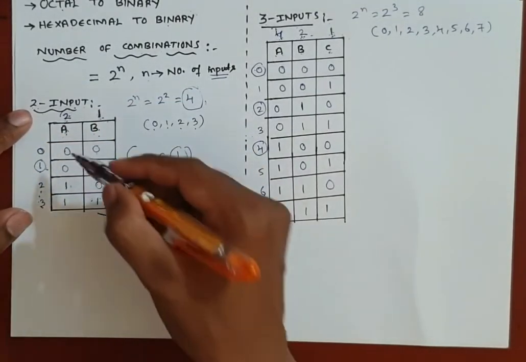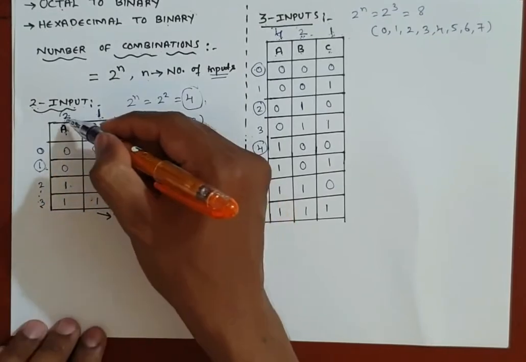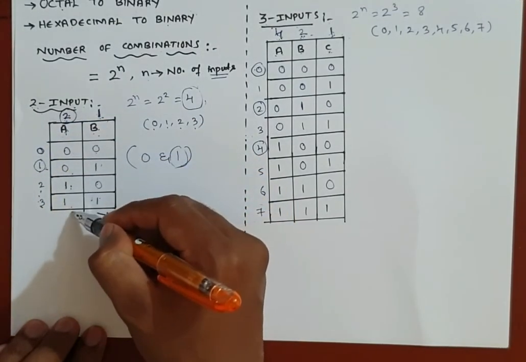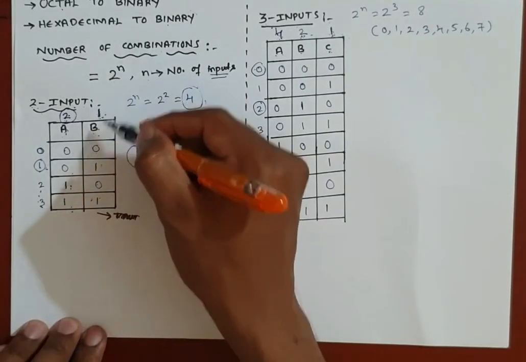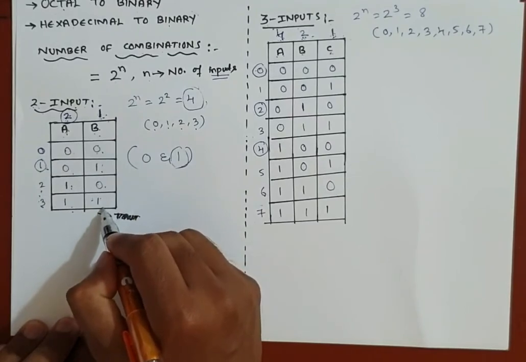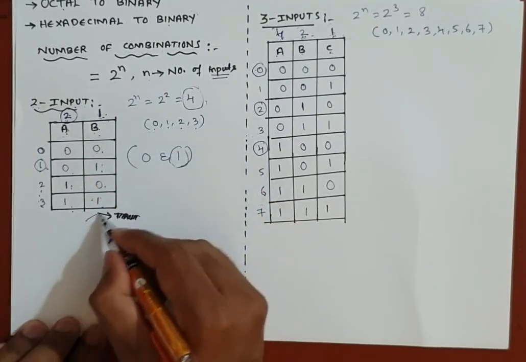Now see how to fill these zeros and ones. If we are having 2 here, we will be having 2 zeros and 2 ones. If we are having 1 here, 0 1 0 1. So like this we have to fill all the 4 rows.